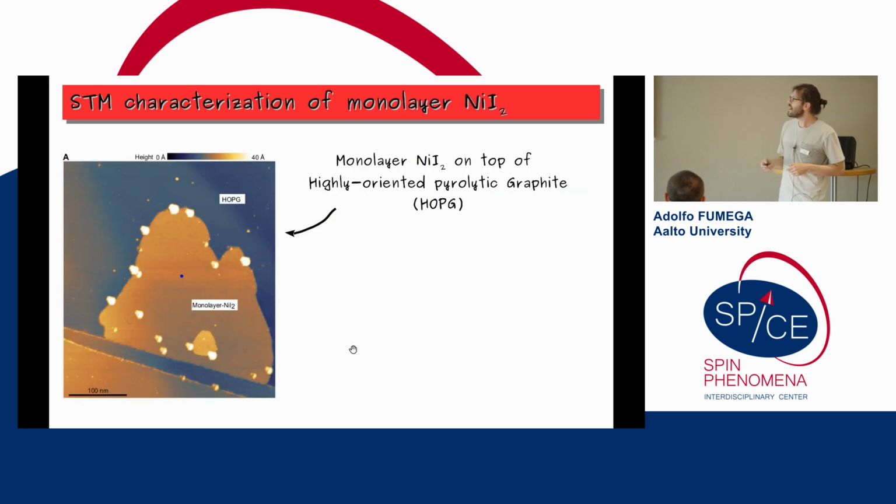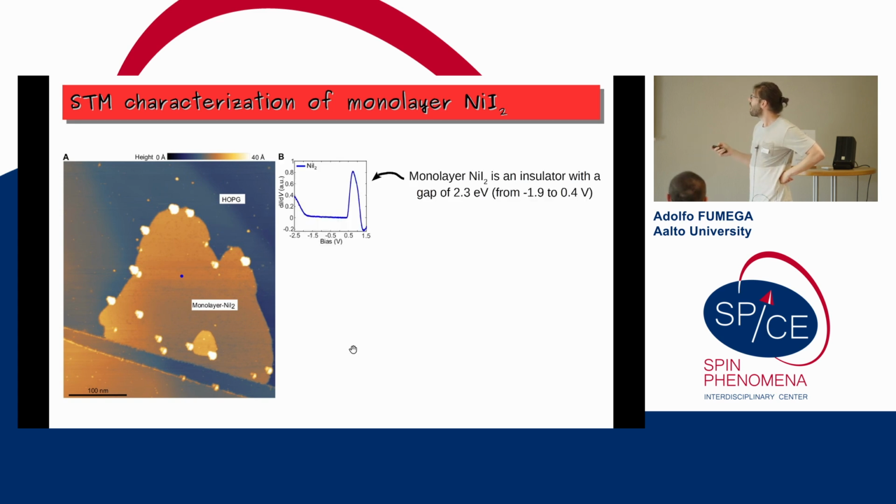So we went to the lab, in ultra high vacuum, and we synthesized a monolayer of nickel iodide, NiI2, on top of HOPG. This is an STM scan, a large area one. You can see here the island. So we can take, for example, at this point, the blue one, a spectrum with the STM. And you can see here that it shows a wide band gap, of around 2 electron volts.